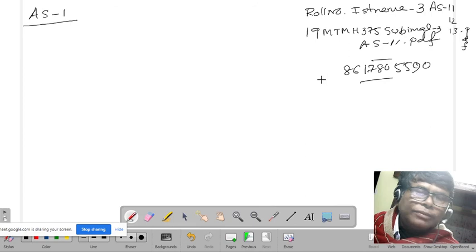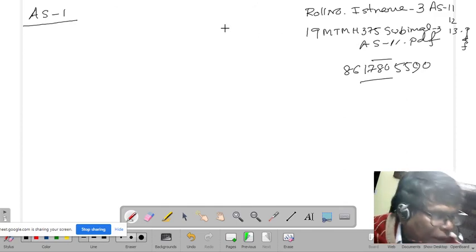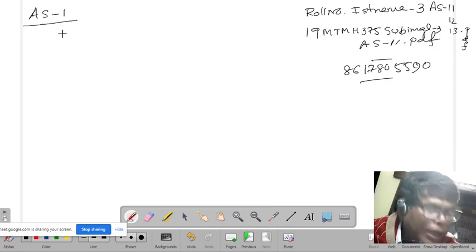Okay, you got it? Have you understood all? Send it in this format, that will be easier for me to store in my computer. Now the first assignment.